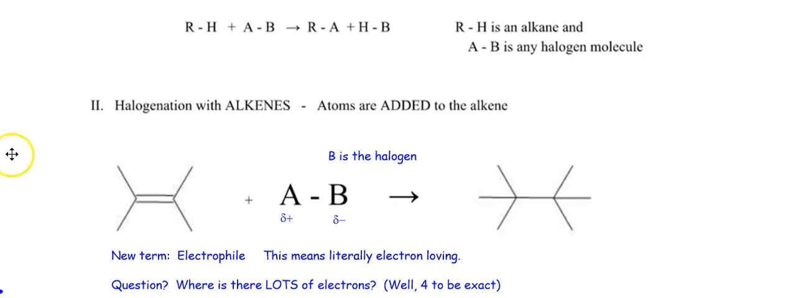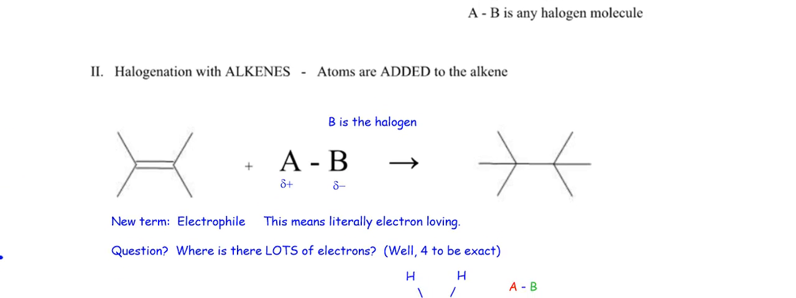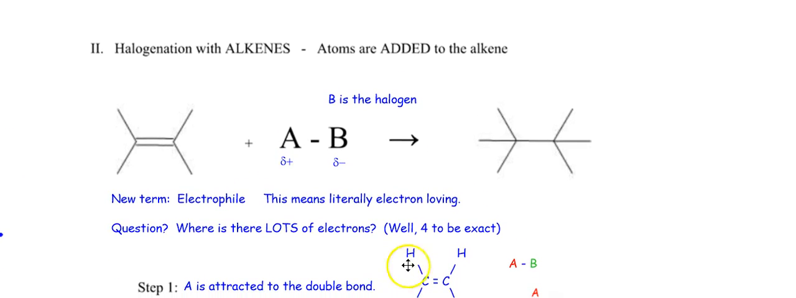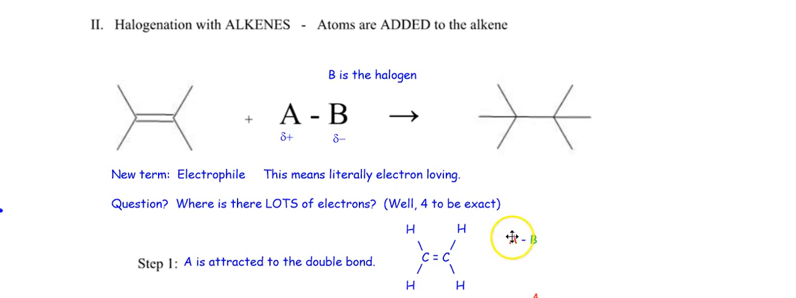So what's going to happen? I broke this down step by step. I'm going to start here. A is attracted to that double bond, okay? So A is attracted to this double bond. Look, it's getting all excited. Ready? Look at this. Now look what A can do. It can go right in there. Look at those electrons. It's highly attracted to that double bond. So what is it going to do next?